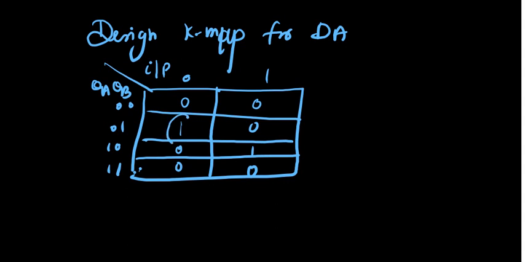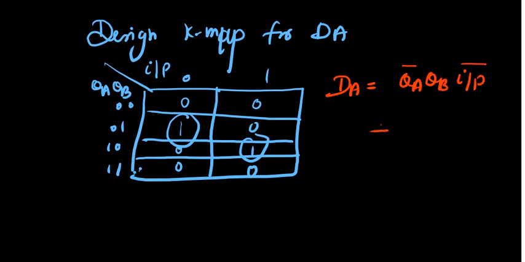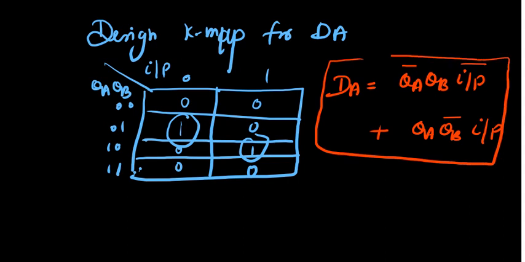And next, we have to reduce it. So DA is QA bar, QB, input bar, plus QA, QB bar, input. So this is how we should choose DA. Next, similarly, design K-map for DB.